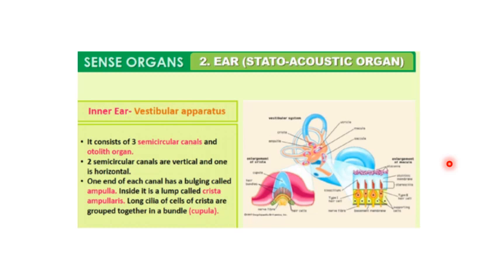The vestibular apparatus consists of three semicircular canals and the otolith organ. Two semicircular canals are vertical and one is horizontal. At the end of each canal, there is a bulging which is called the ampulla. Inside it, there is a lump called crista ampullaris. The long cilia of the cells of crista are grouped together in a bundle which is called cupula.